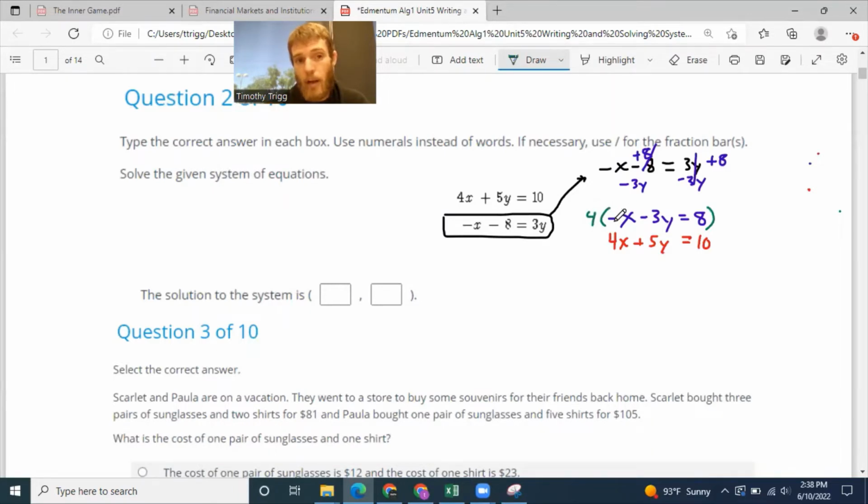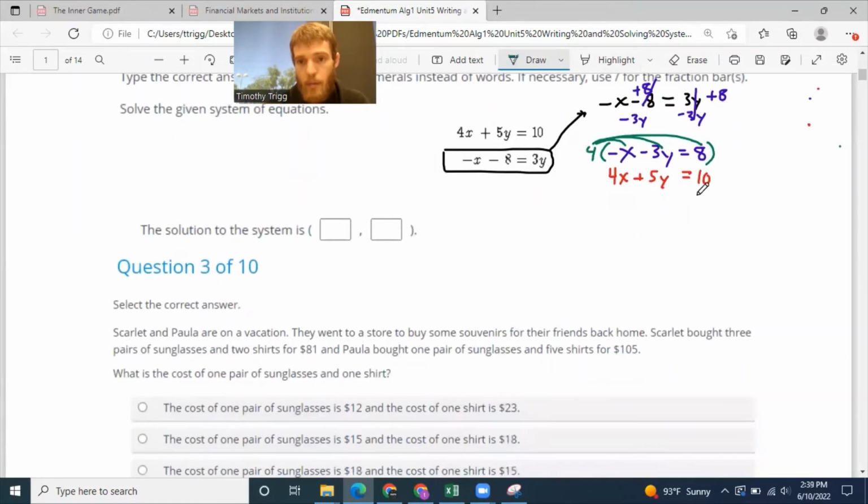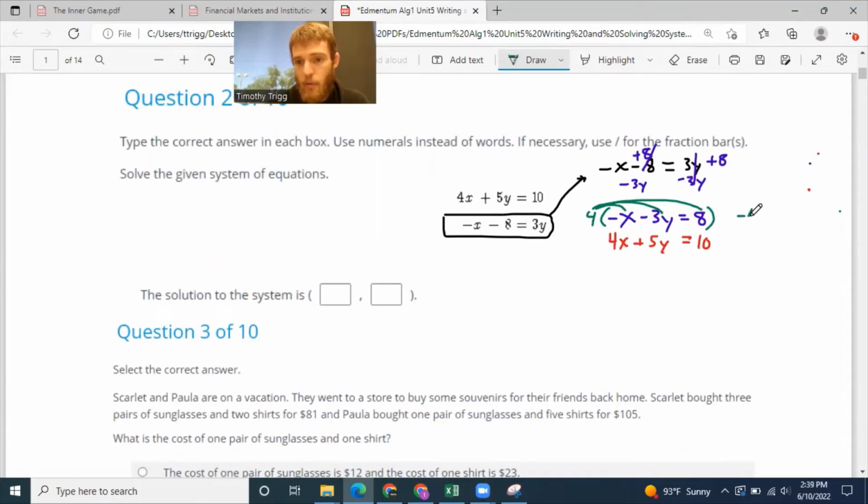That way you have negative 4x here. So we have, rewriting this top equation, negative 4x minus 12y equals 8 times 4 is 32. The bottom equation has no need to change, so I'm just going to go ahead and rewrite it below here. Now we can add the two equations together, which will eliminate the x's.